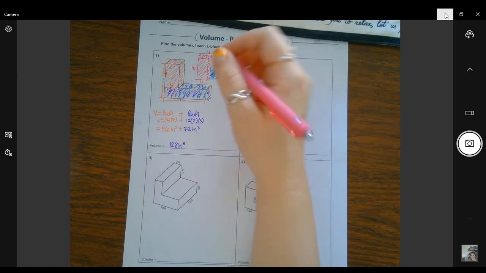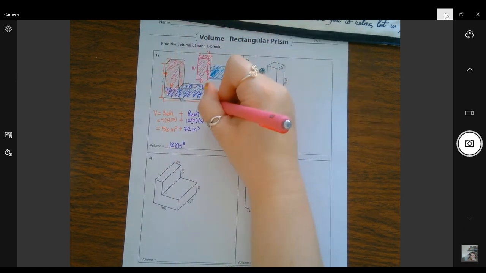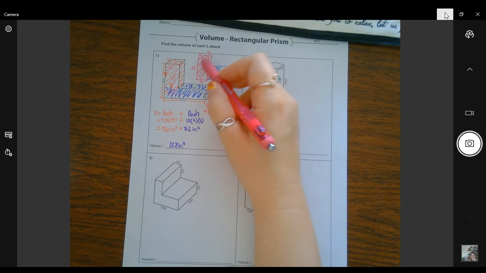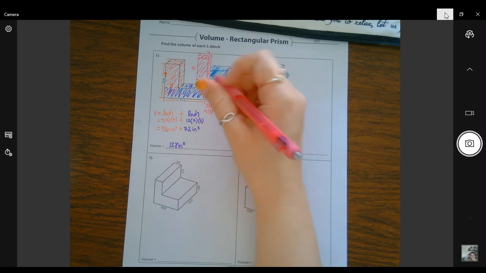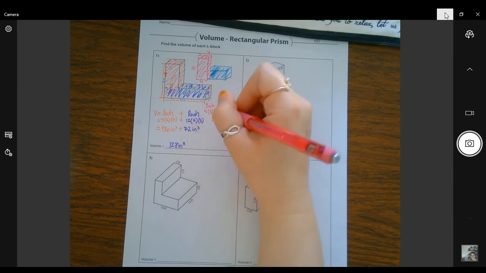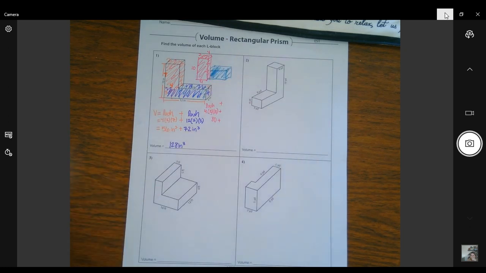Okay, or that's 4. So now for this tall pink guy, which is this piece right here, when you did length times width times height, the length would be 4, the width would be 2, and that height would be 10, which 4 times 2 is 8, 8 times 10 is 80. Okay, so you have 80 cubic inches for this tall pink guy.